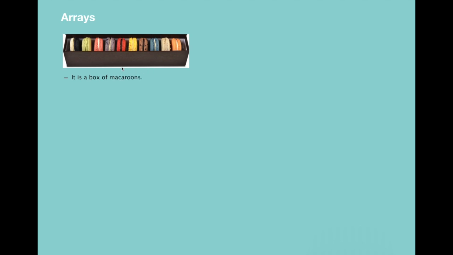This means that this box is produced for macarons. You cannot store, for example, cream puff in this box because it will not fit in. This box is produced only for storing macarons. The next property is that all macarons in this box are next to each other. There is no gap between them, which means that they are contiguous.